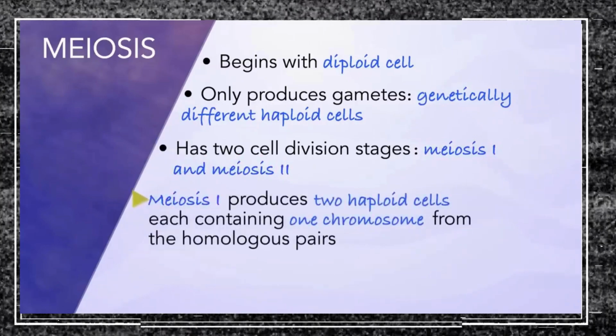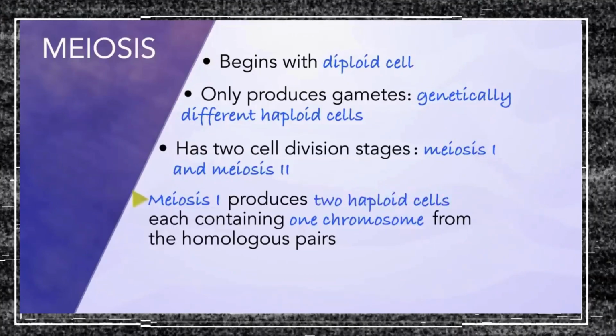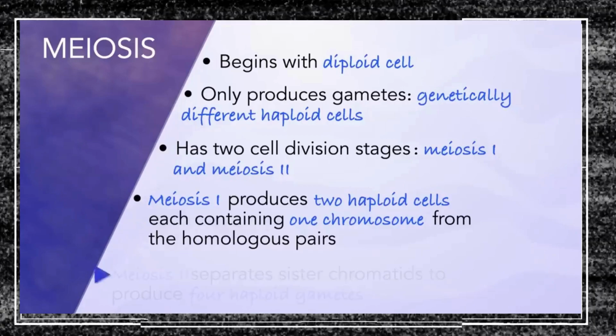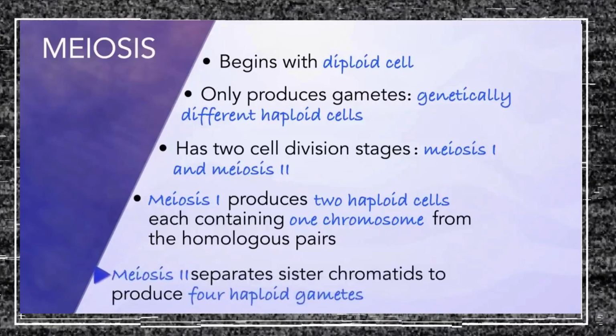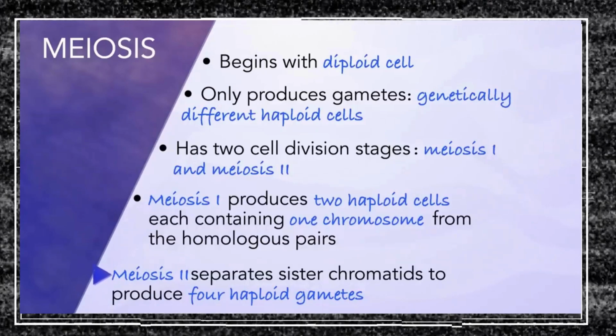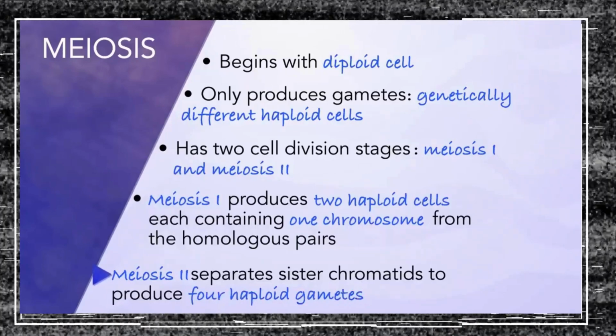During meiosis I, homologous chromosomes separate to produce 2 haploid cells, each containing chromosomes in the form of paired sister chromatids. In meiosis II, the sister chromatids separate in both cells, becoming individual chromosomes. Cytokinesis of these cells produces 4 genetically different haploid gametes.